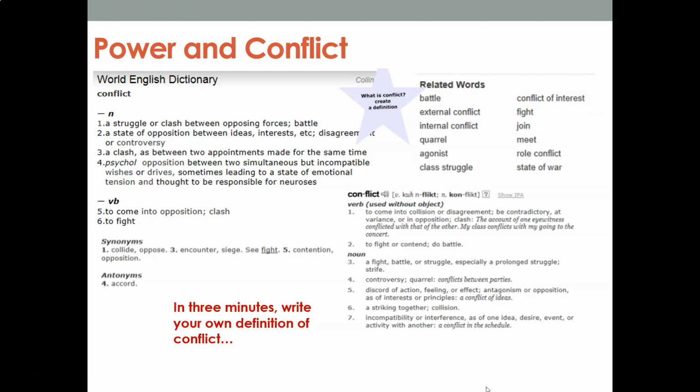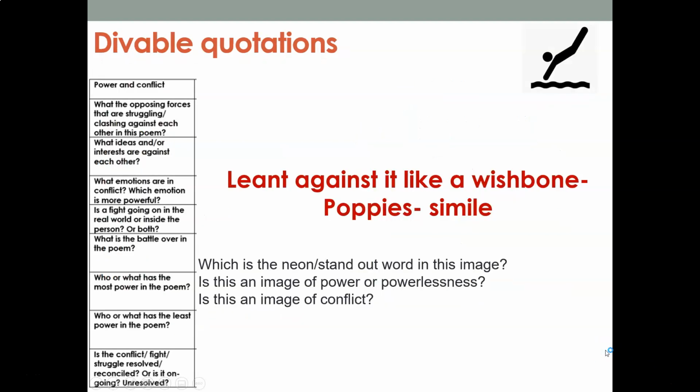Okay, so this is what power and conflict mean out of the context of the poems. Our next job is to put it into the context of the poems, and we're going to use our diveable quotations. Now, guys, for each quotation, we're all going to answer the 3 key questions. I'm going to talk you through it and then you're going to answer it in your books.